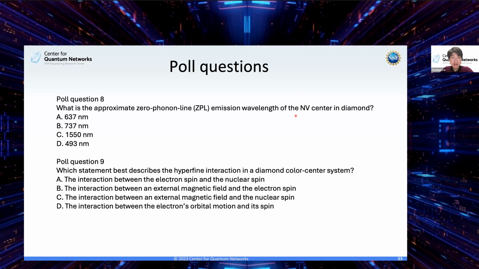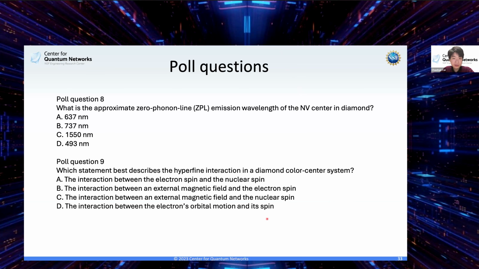The hyperfine interaction is actually the interaction between electron spin and nuclear spin. And this allows us to transfer the state. I basically do the two-qubit gates between electron spin and nuclear spin. So you can transfer the information or quantum state between them.